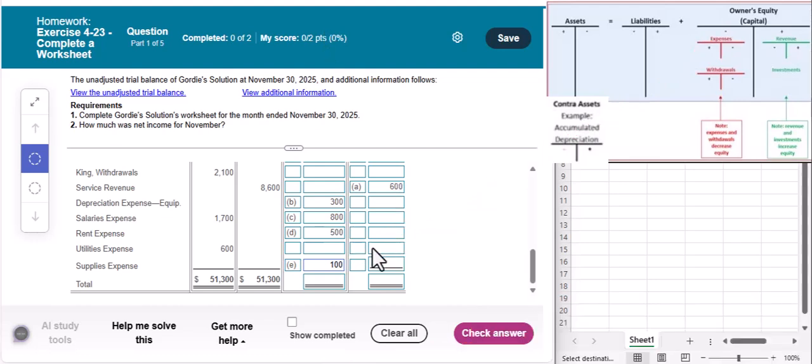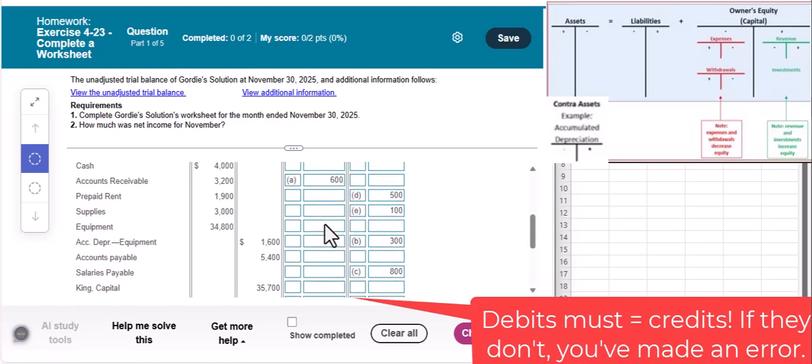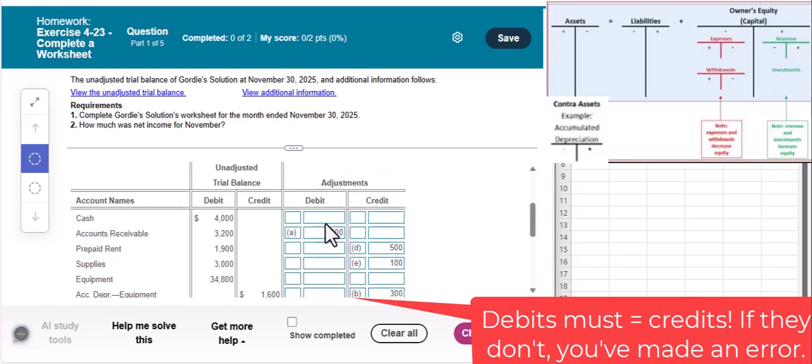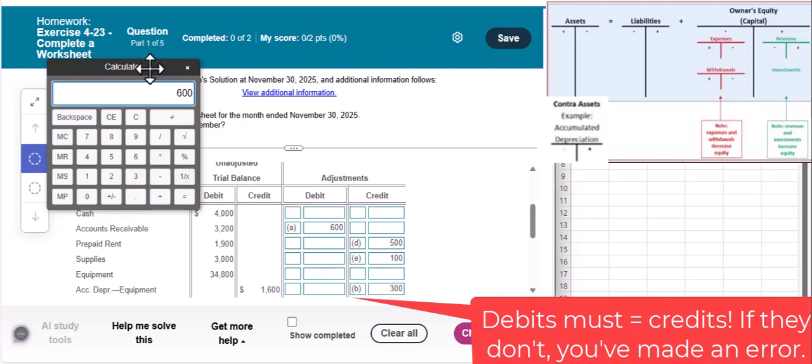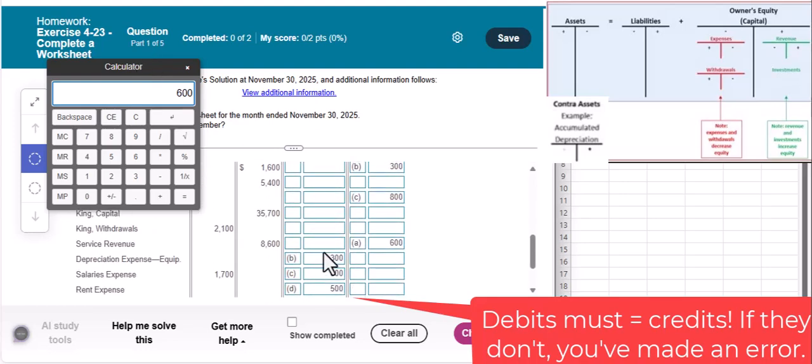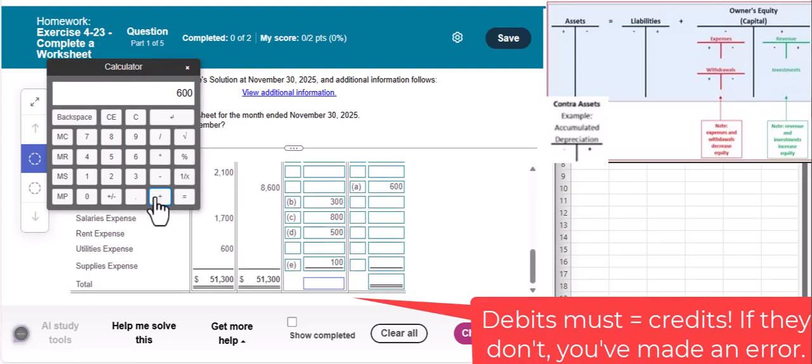So now we need to make sure we have a debit and a credit for each of these adjustments, and it looks good on this end. We'll go ahead and add these through now. So let's start with our debits. So to start we have 600, and then we're going to add the rest of our debits. So we have plus 300, plus 800, plus 500, plus 100, gives us a total debit balance of 2,300.